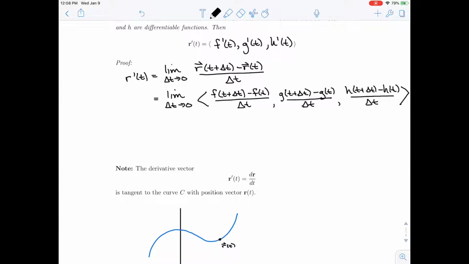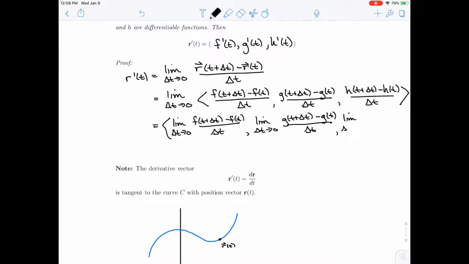Okay, so how do we find the limit of a vector valued function? Well, we take the limit of each of the component functions. So we're going to have the limit as delta t goes to 0 of f of t plus delta t minus f of t over delta t. The limit as delta t goes to 0 of g of t plus delta t minus g of t over delta t. And finally, the limit as delta t goes to 0 of h of t plus delta t minus h of t over delta t. And that limit of each one of the component functions you see is the definition of the derivative. So we get f prime of t, g prime of t, and h prime of t.